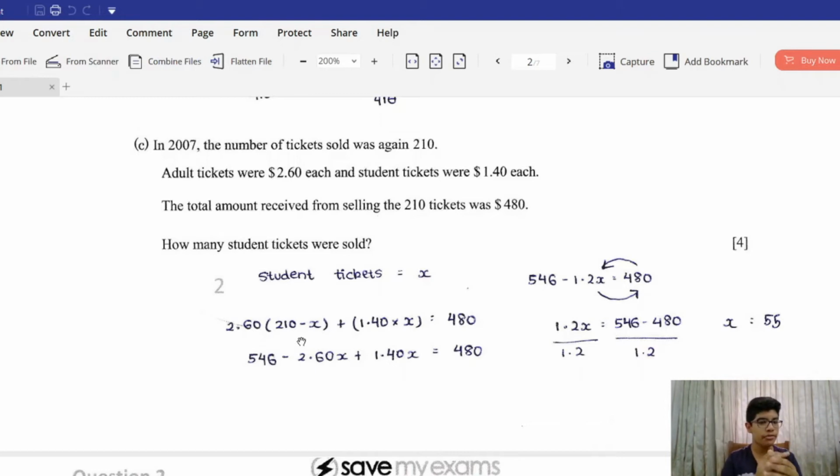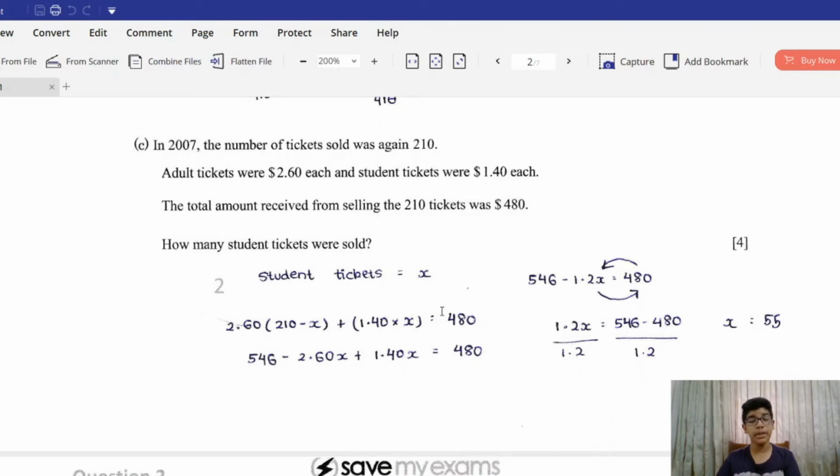remember, in order to find the number of tickets for adults, we're going to have to take what we know, basically X for students, and 210 minus X. So 210 minus X is basically the number of adult tickets. So 2.60 multiplied by the number of adult tickets, which is 210 minus X, plus 1.40 times X, which is student tickets, is equal to 480.